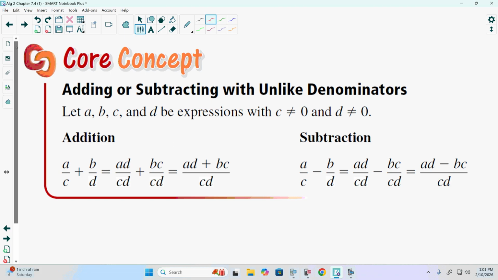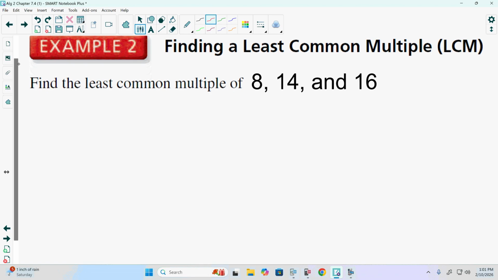If the denominators are not the same, we need to get them to be the same. We need to find the first number or first expression where they are the same. And once we get them to be the same, then we can add or subtract the numerators. Now, least common multiple is what we look for trying to get 2 sets of terms, 2 sets of numbers, or more to be the same.